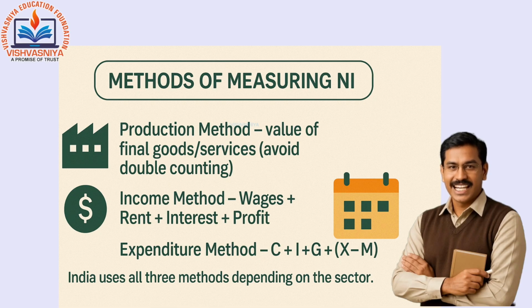Expenditure method: we calculate all final expenditures, C plus I plus G plus X minus M, where C is equal to consumption, I is equal to investment, G is equal to government expenditure, and X minus M is equal to net exports. In India, all three methods are used depending on the sector.